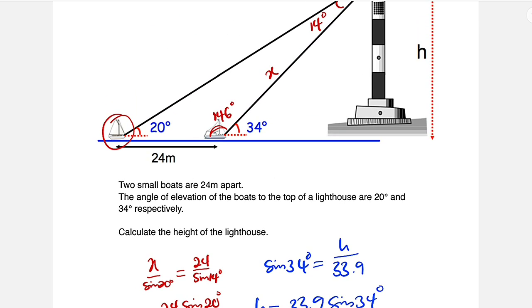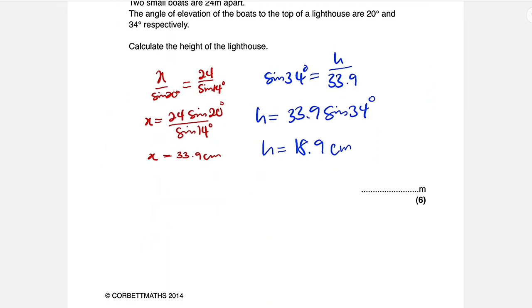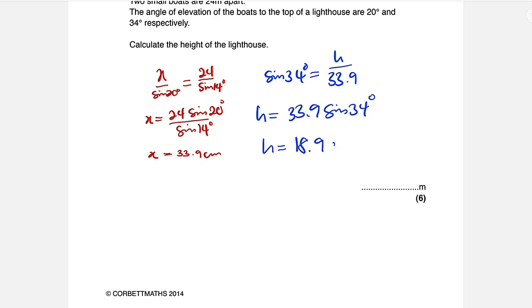Yes. So the height of this tower, it's in meters, sorry. The height of this tower is 18.9 meters.